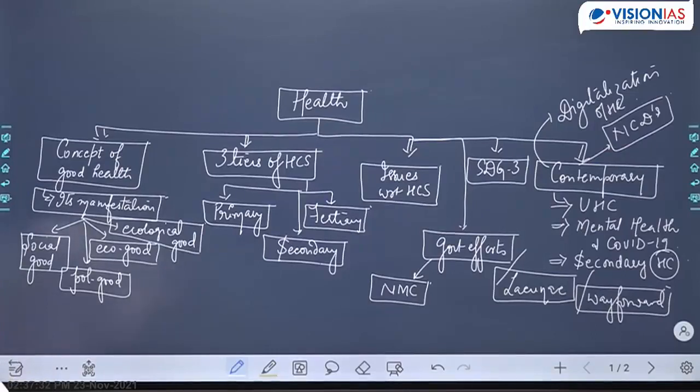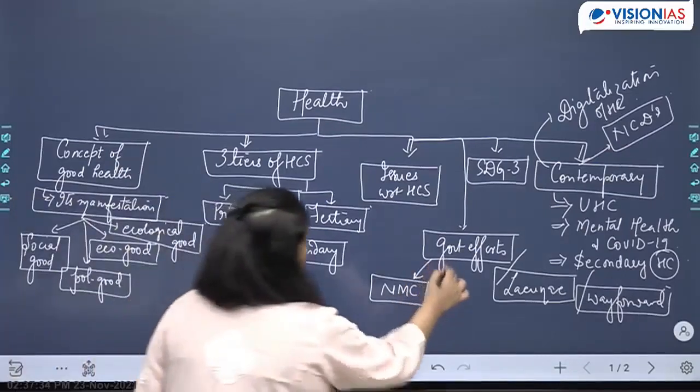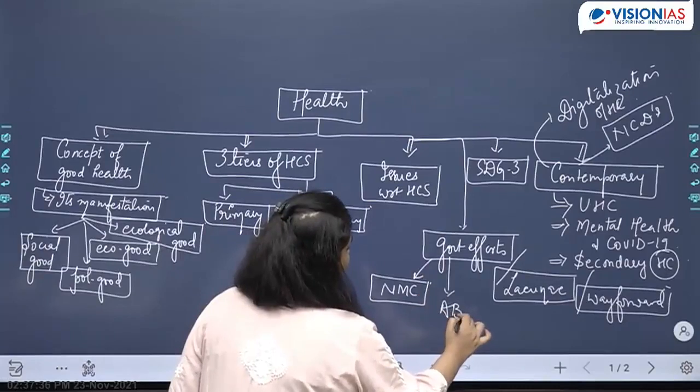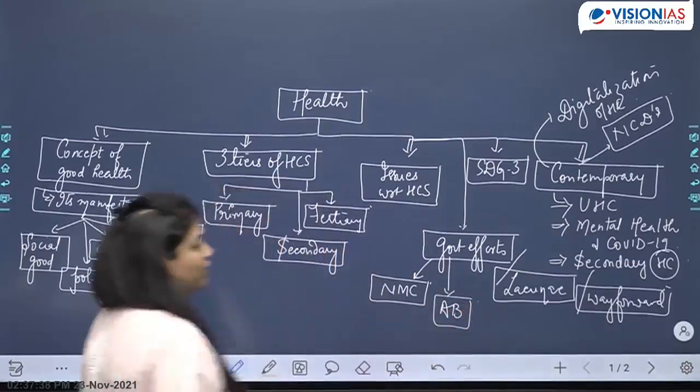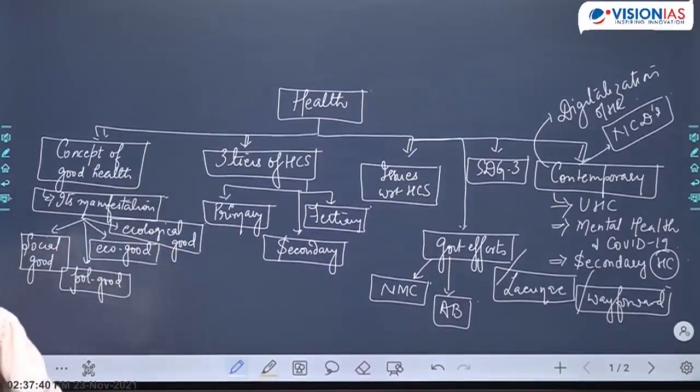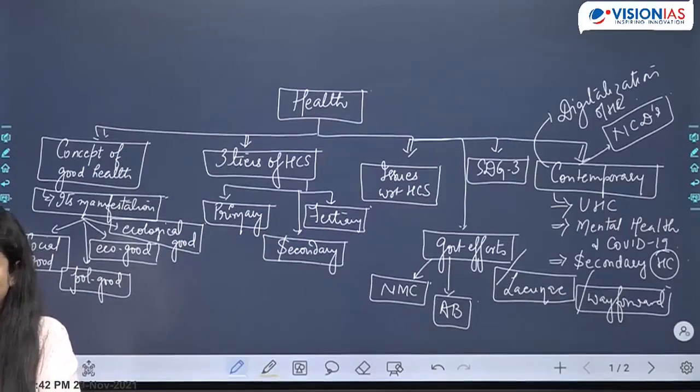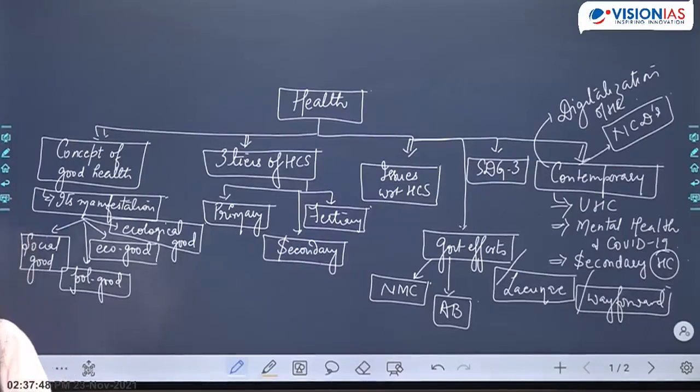For example, Ayushman Bharat. For example, National Medical Commission Act. Okay. Then what have been the lacunas, as in the analysis of National Medical Commission Act or the analysis of Ayushman Bharat Jan Arogya Yojana. Then what should be the overall way forward? Then Sustainable Development Goal number 3. It has been the question in the past also.